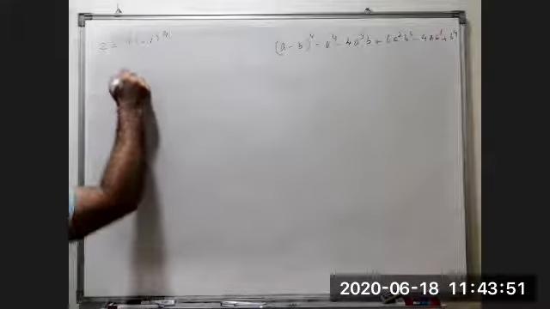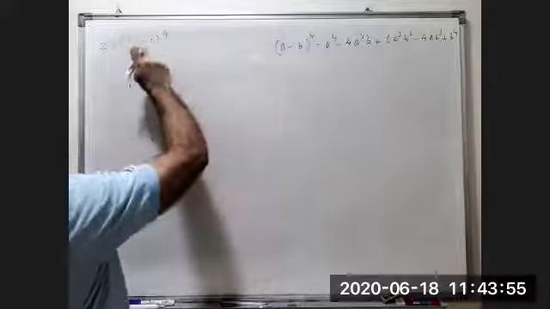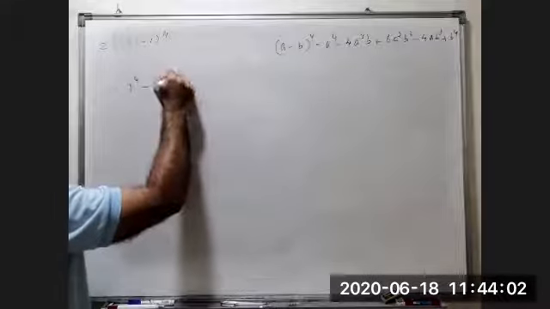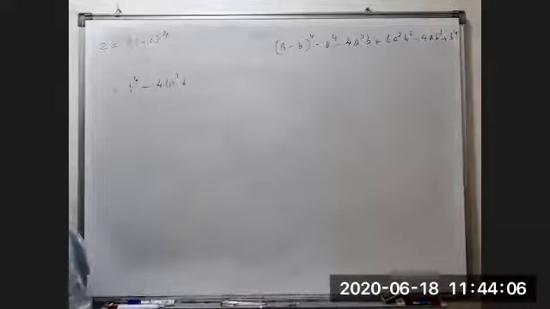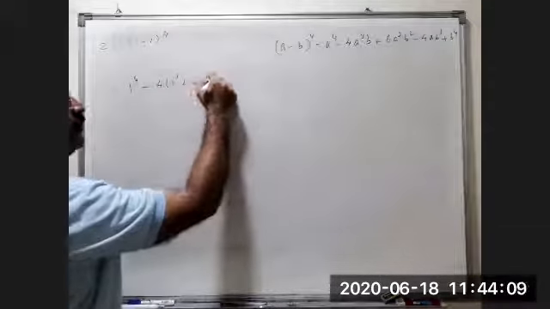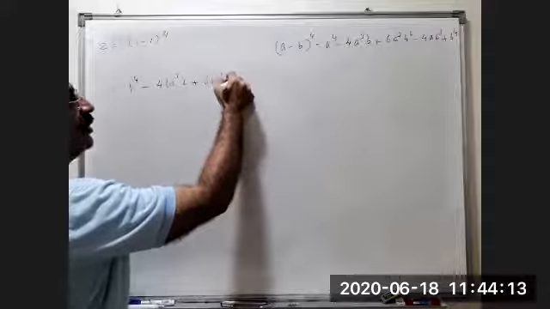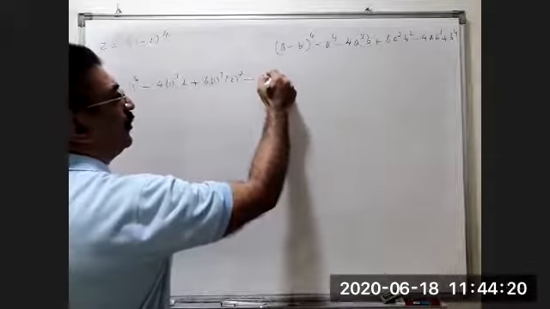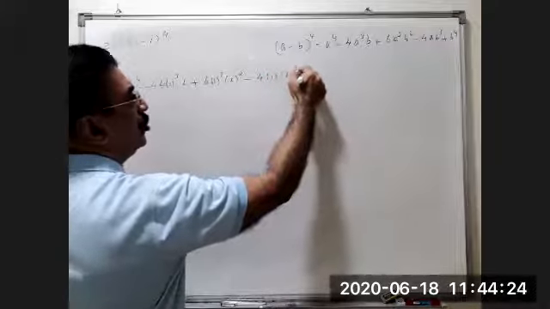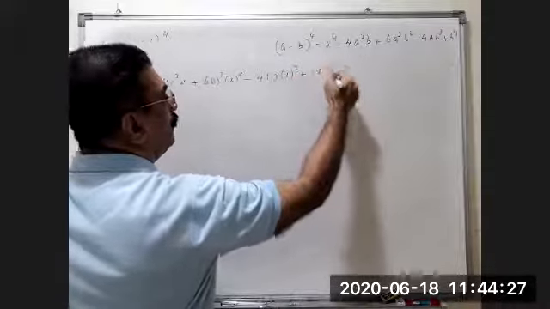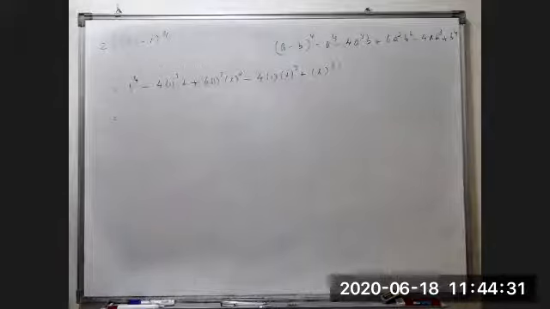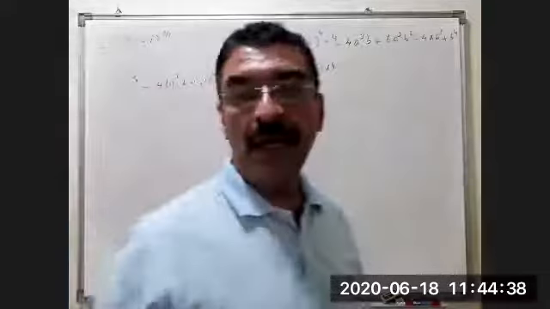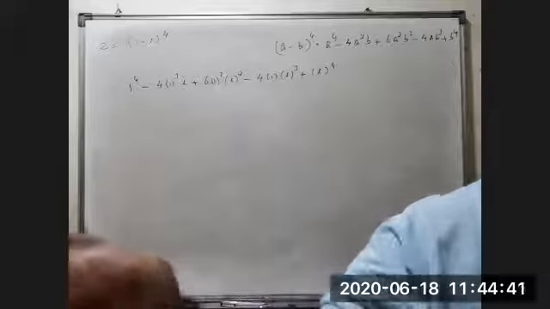So using that: 1 raised to 4, instead of a 1, instead of b i, minus 4 into 1 cube into i, plus 6 into 1 square into i square, minus 4 into 1 into i cube, plus i raised to 4. (a minus b) the whole raised to 4; here instead of a and b, we replace them.